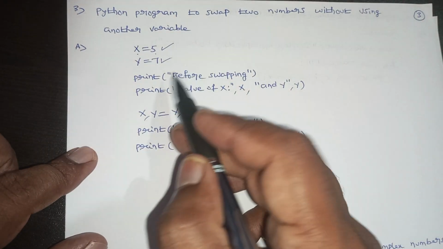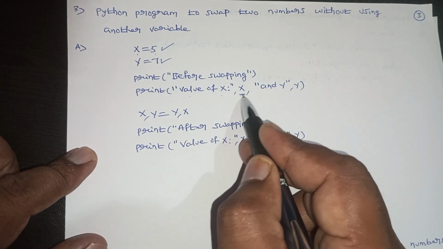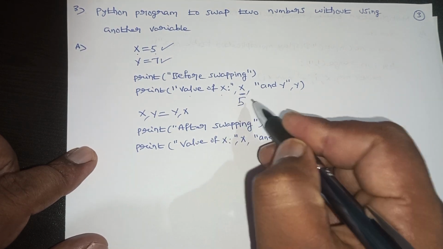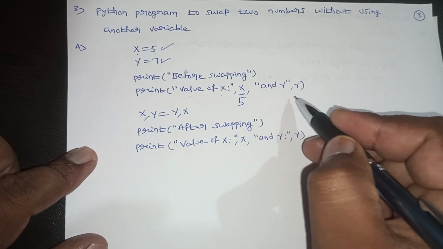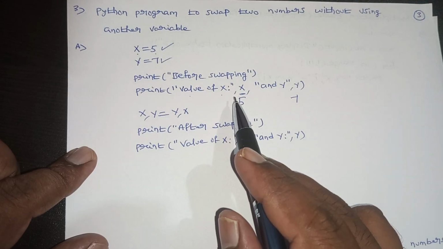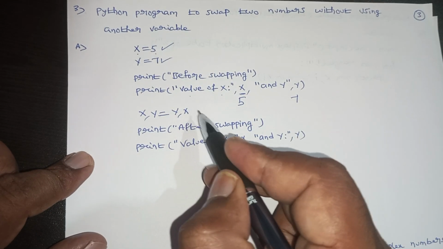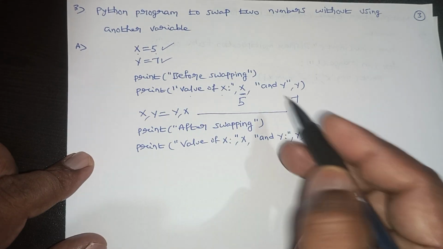Now what am I printing? The value of x before swapping. In x what am I having? 5. I am printing that, and y. Before swapping y equal to 7. So x equal to 5, y equal to 7 before swapping. This is our logic.